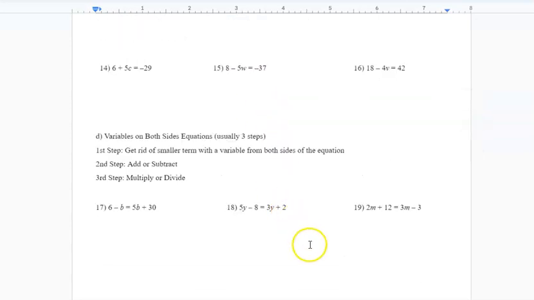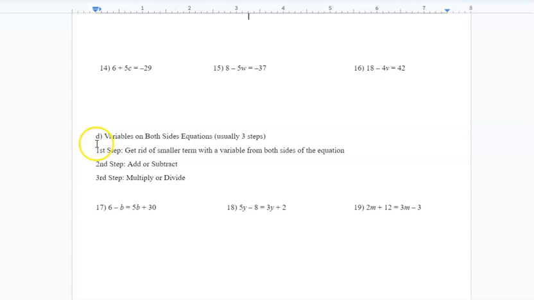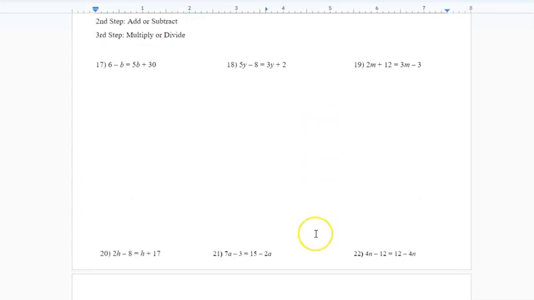Okay, now we got variables on both sides, which usually means it's 3 steps. And so it's really the last 2 steps of 3 steps that are the same as 2-step equations. There's just a first real step first. And you want to get rid of the smaller term with a variable from both sides of the equation. For example, like 18, what's smaller, 5y or 3y? So you would subtract 3y from both sides. 5y minus 3y is 2y minus 8 equals 2, right? Because 3y is gone.